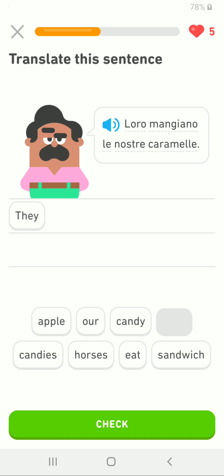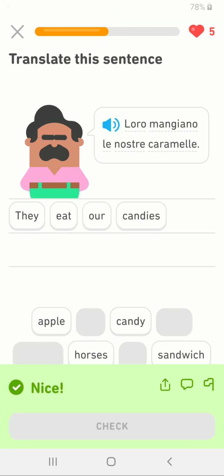Loro mangiano le nostre caramelle. So they eat le nostre caramelle. Caramelle means candies. So they eat, mangiano, our candies. That's nice.